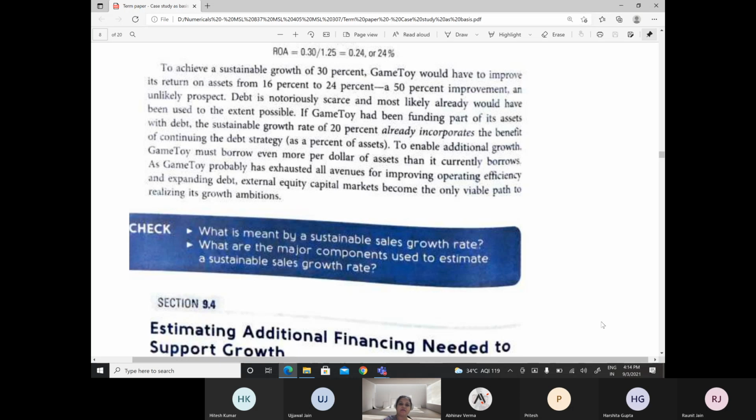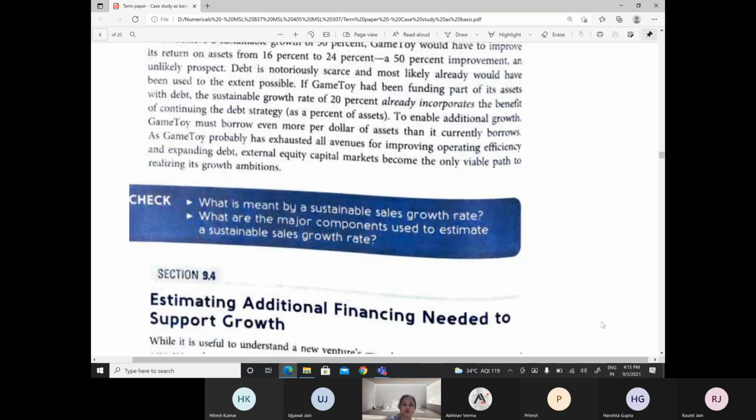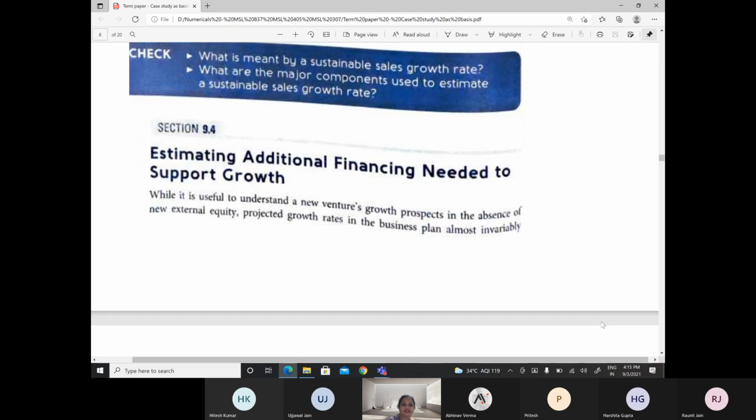If Game Toy had been funding part of its assets with debt, the sustainable growth rate of 20% already incorporates the benefit of continuing the debt strategy as a percentage of assets. To enable additional growth, Game Toy must borrow even more per dollar of assets than it currently borrows. As Game Toy probably has exhausted all avenues for improving operating efficiency and expanding debt, external equity capital markets become the only viable path to realizing its growth ambitions. Okay. So this is just more perspective on your growth rates.